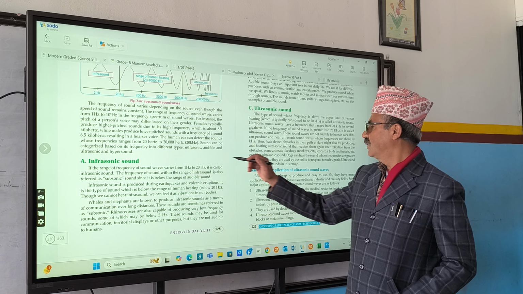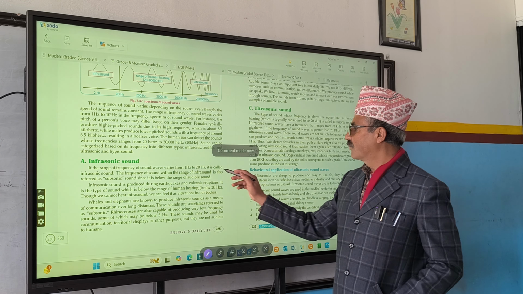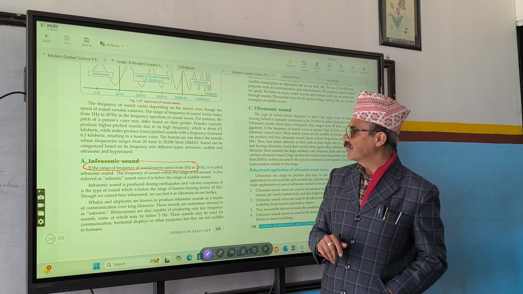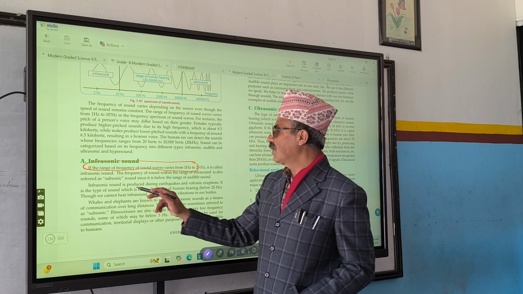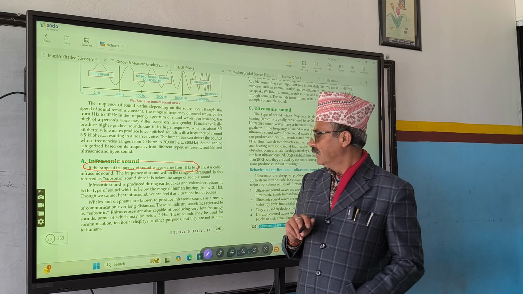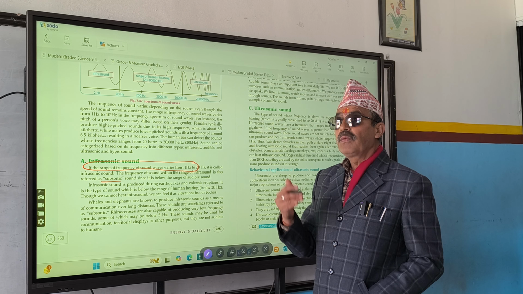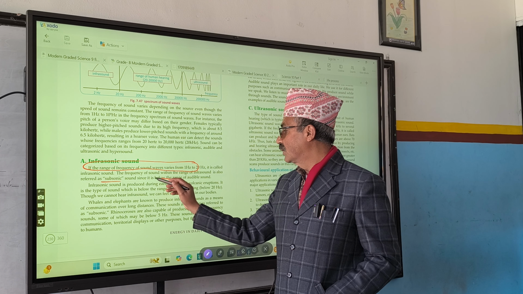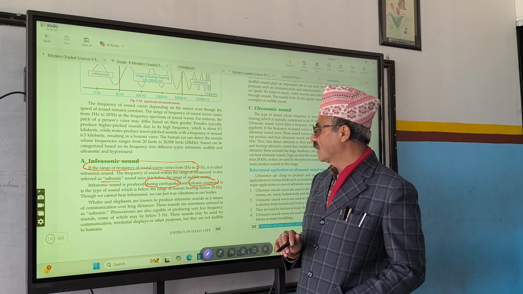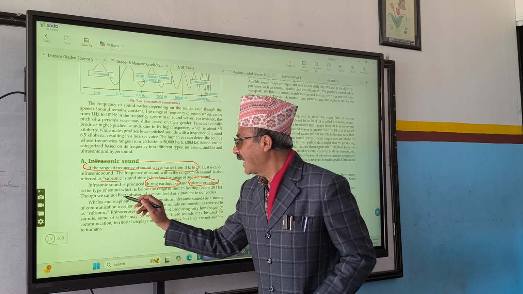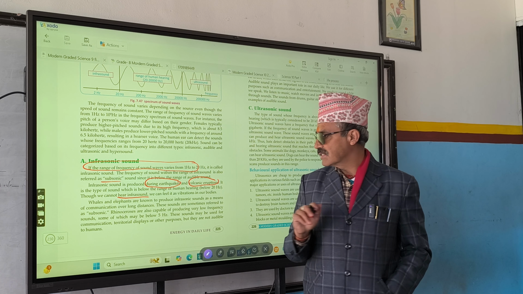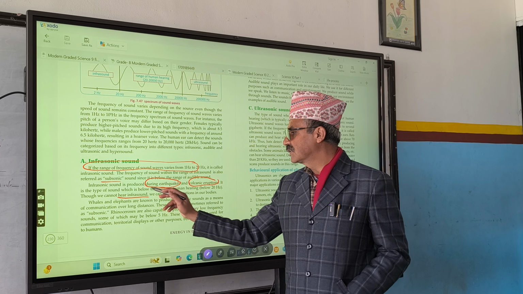Here, the definition you need to underline it, children. If the range of frequency of sound is 1 to 20 hertz, it is called infrasound. What is the other name of infrasound? Subsonic sound. Subsonic. So, from where is infrasound produced? During earthquakes and volcanic eruptions. We cannot hear infrasound, but we can feel it. Remember this thing.